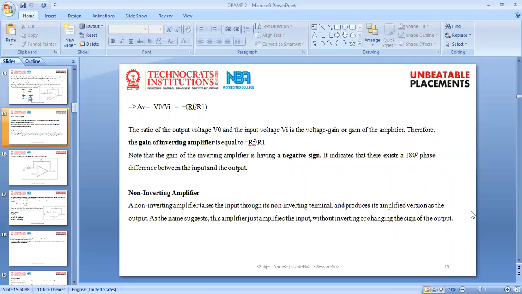Note that the gain of the inverting amplifier has a negative sign. It indicates that there exists a 180-degree phase shift between the input and output. Second one is the non-inverting amplifier. A non-inverting amplifier takes the input through its non-inverting terminal and produces its amplified version as the output. As the name suggests, this amplifier just amplifies the input without inverting or changing the sign of the output.